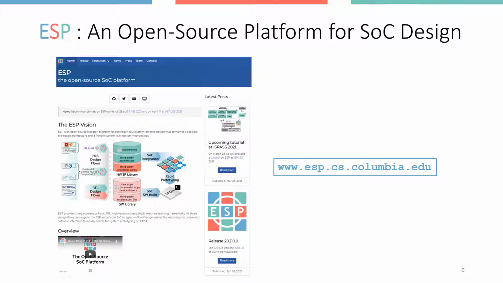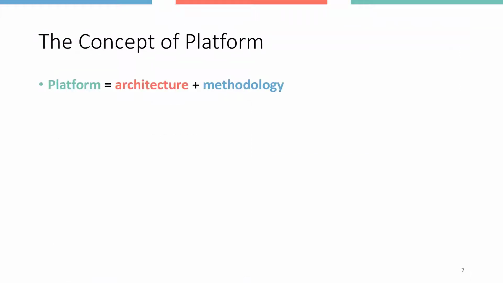So let me conclude this introductory part by saying a few key concepts with respect to the concept of platform and how this is really realized in the context of ESP. I said this already two times, but one more time: for us, a platform is the combination of an architecture, a computer architecture, and a methodology, an electronic design automation methodology. As you will see throughout the tutorial, and I hope you will really appreciate, a key attribute of the ESP platform is flexibility.